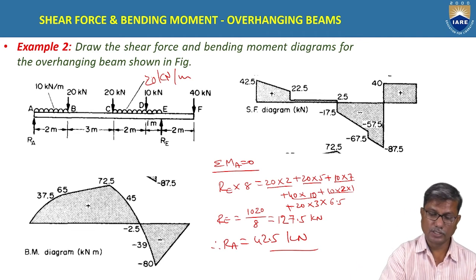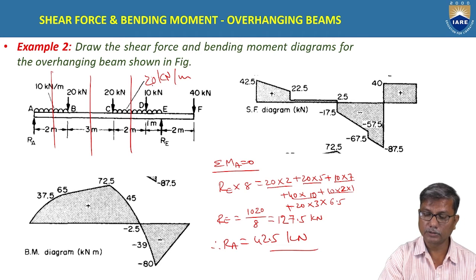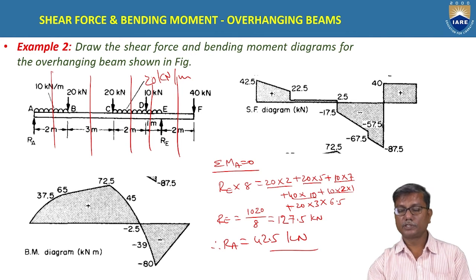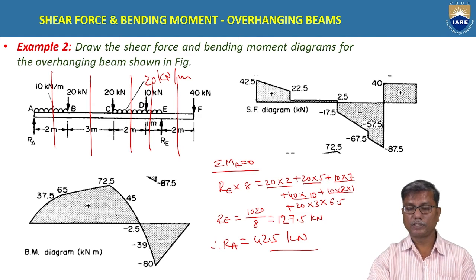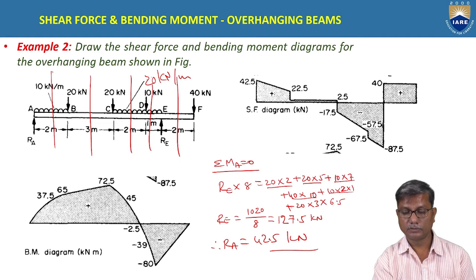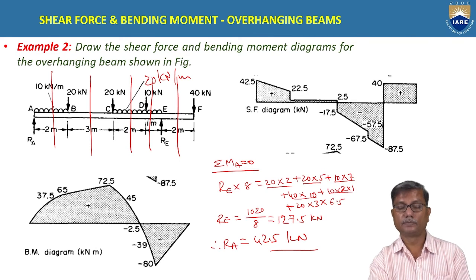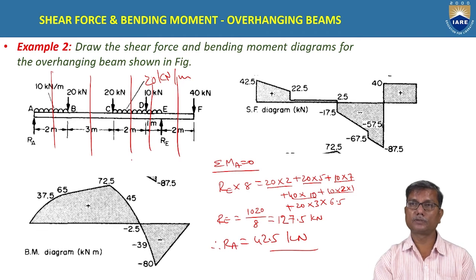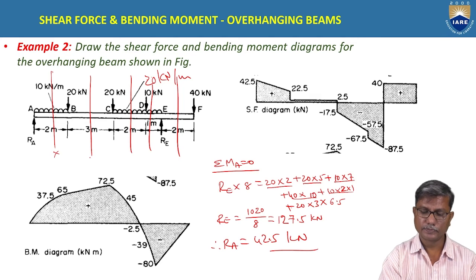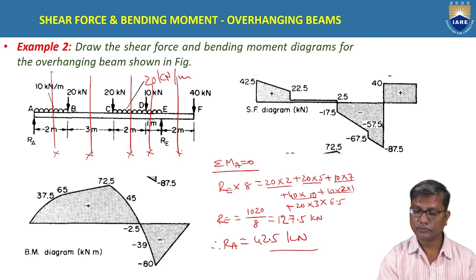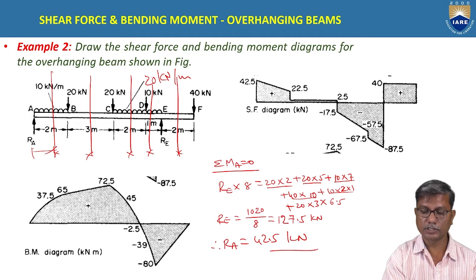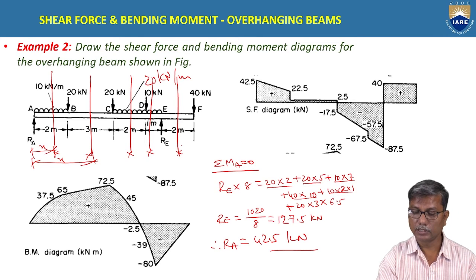So after this, we consider various sections. How many sections do we need to consider here? 5 sections, because for every change of load we have to consider a section. Between AB we take one section, BC one section, CD one section, DE one section, and EF one section. Total 5 sections. For these sections, for the first 2 sections we take the origin from the left. For the rest, you can take the origin from the right.